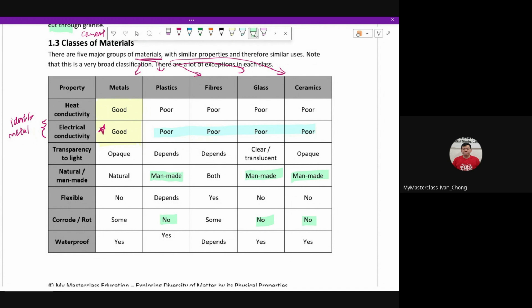Because if a lot of people just throw their plastic bags on the floor, in the drains, or even at sea, it will actually cause the sea and all your surrounding environment to be filled with plastic. Because plastic cannot corrode, it cannot rot. So all of these need to be handled properly so that we can recycle them or dispose of them properly. Okay, so you need to be very, very careful about this.